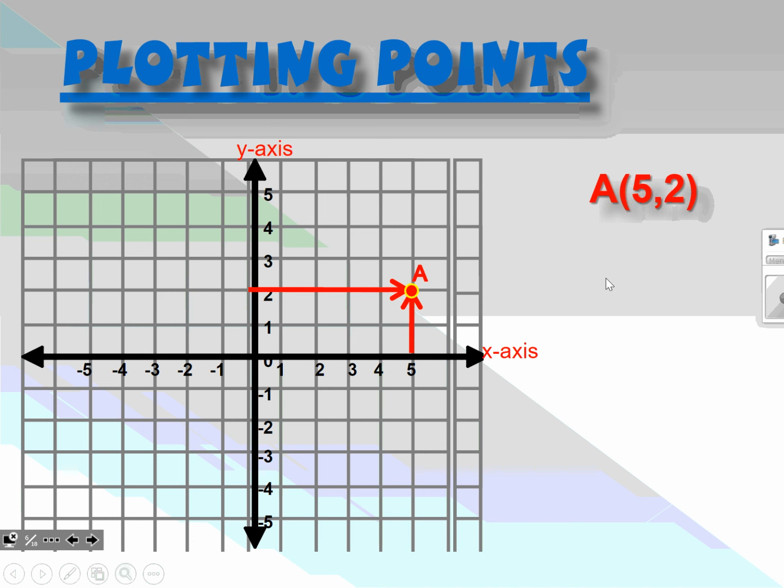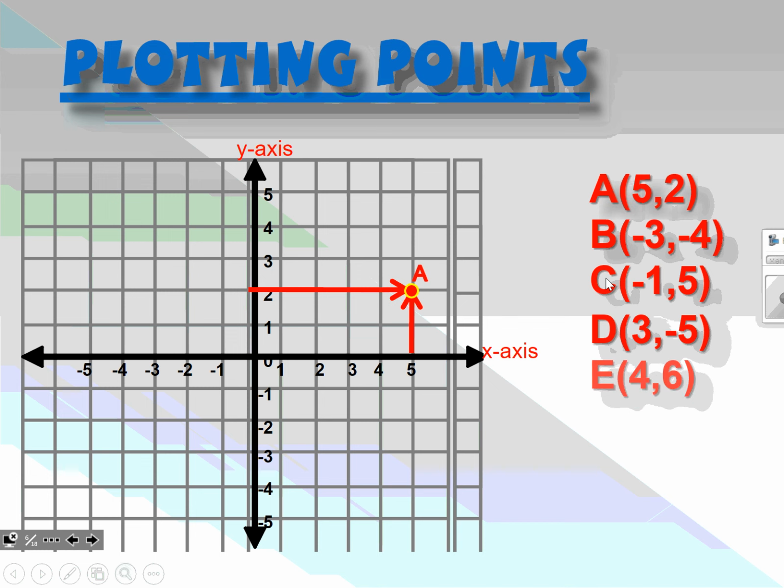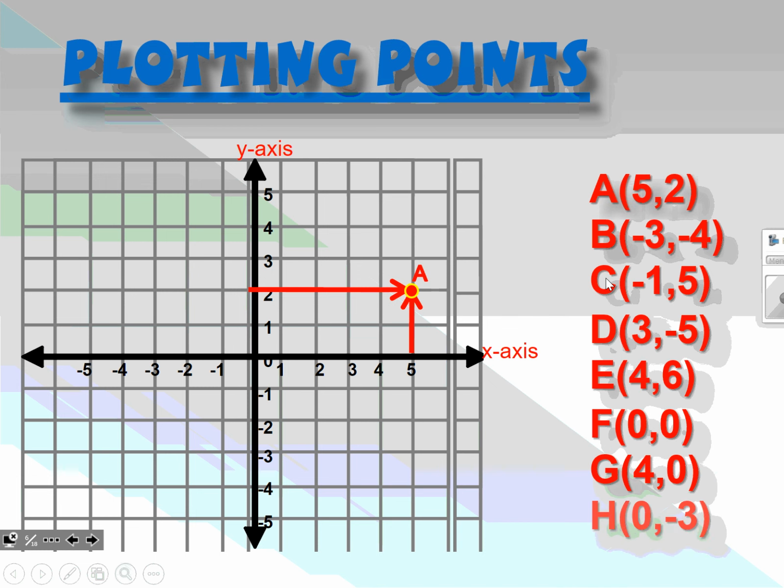So what you're going to do is the following. You guys should see points B through H on the right-hand side, but what I want you guys to do is to draw those points on the coordinate plane. Make sure to draw the dot and write the letter next to it. I want you guys to pause the video and then do it. As soon as you guys are done, continue the video.